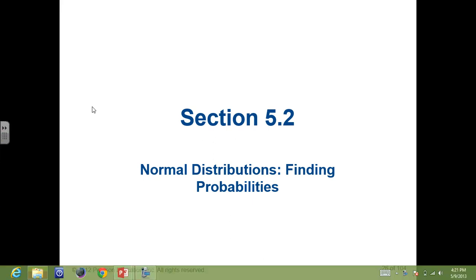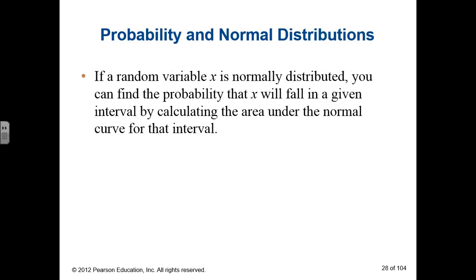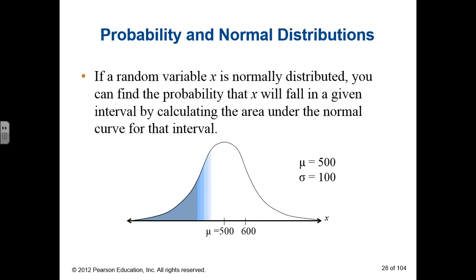Okay, so now we're in section 5.2. In 5.2, we're going to look at values and having to standardize them so that we can use the standard normal table. All right, so if a random variable x is normally distributed, we can standardize the x, then find the value using the standard normal table.